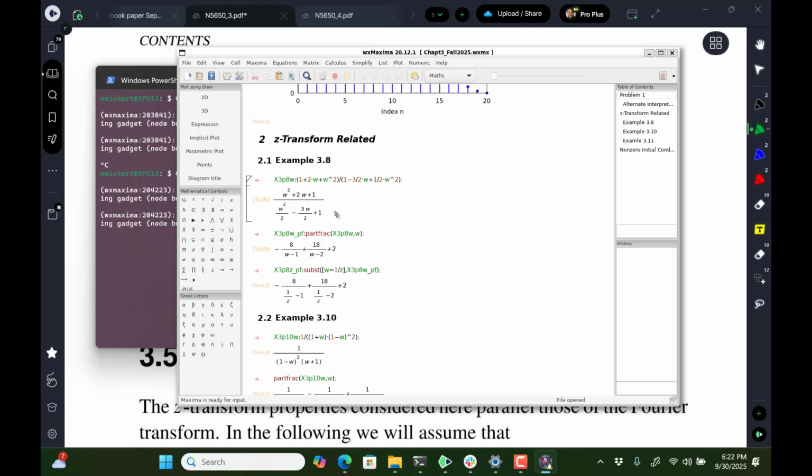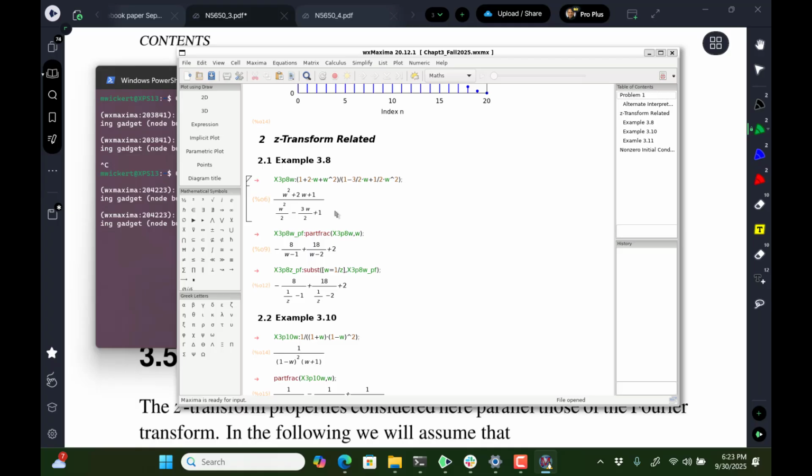And then what I can do here is it has a function called partfrac. Partfrac takes your symbolic expression, which was defined up here, and I say I want it partial fraction expanded in terms of W, and it gives me this answer. And you look at that and say, that doesn't look like the coefficients exactly that we had earlier, but then you think about it.